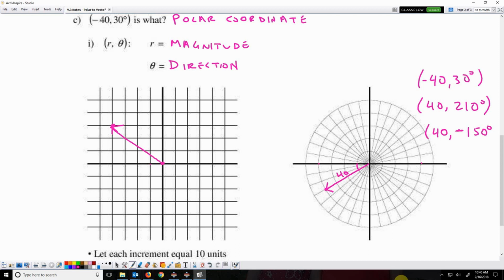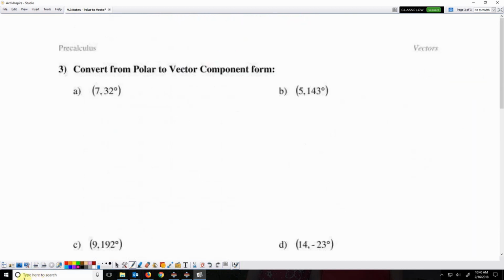So now we're going to talk about how to relate polar coordinates and vector components. Okay, so convert from polar form to vector component form. So if I graph this, I'm not going to draw the circular graph, but if I graph it on a coordinate plane, a magnitude of 7 that goes out 7 and then rotates 32 degrees counterclockwise because it's positive. So it looks about like that.